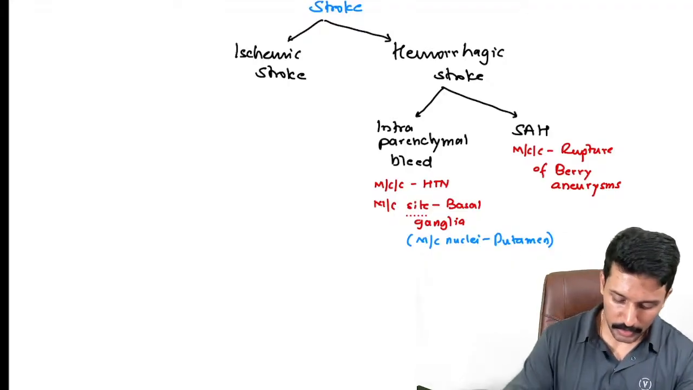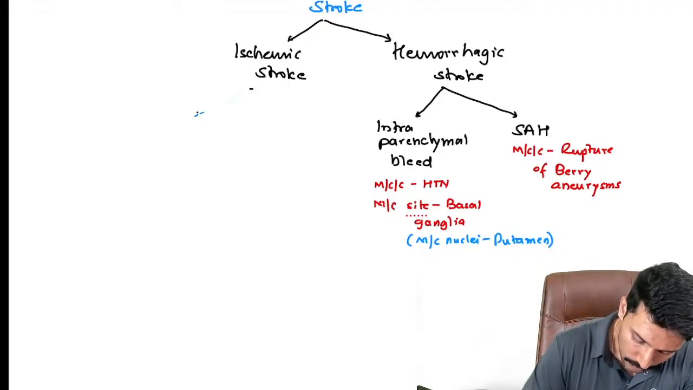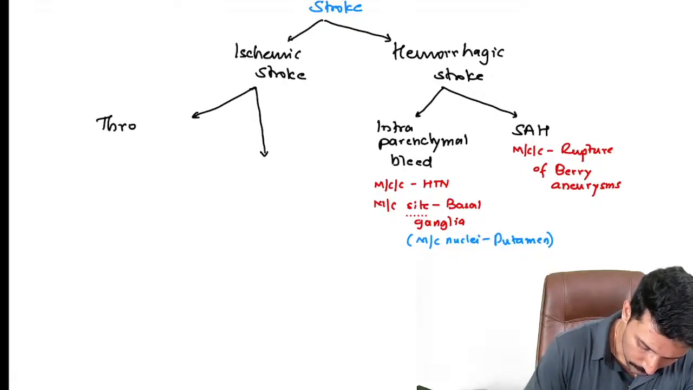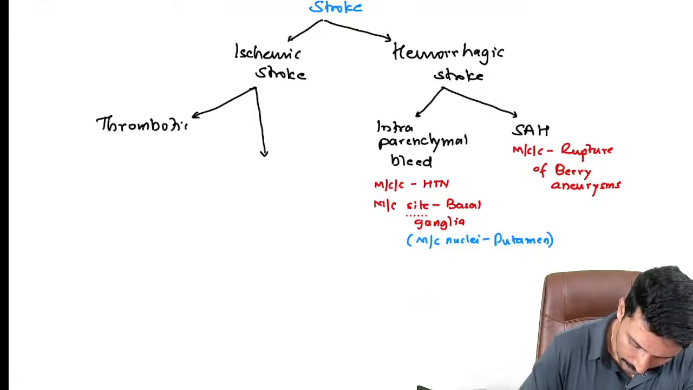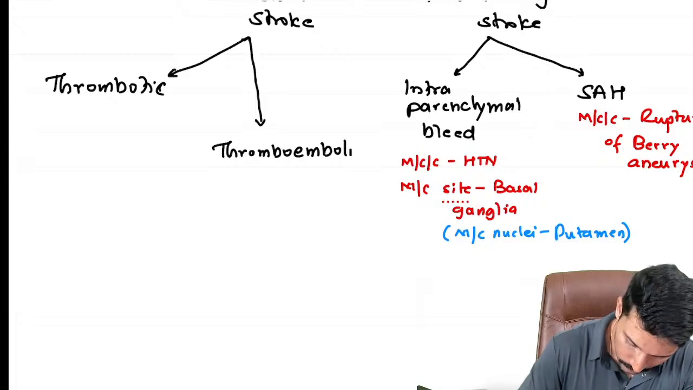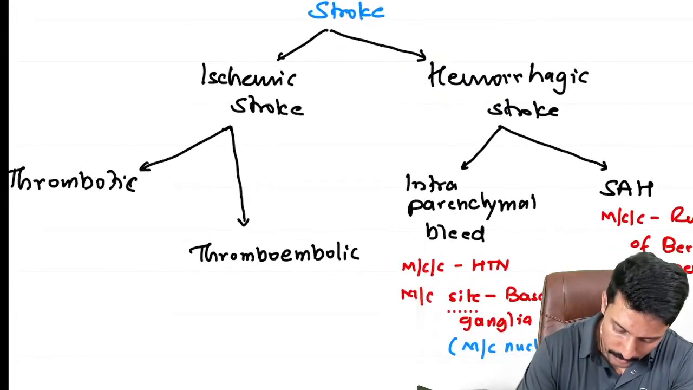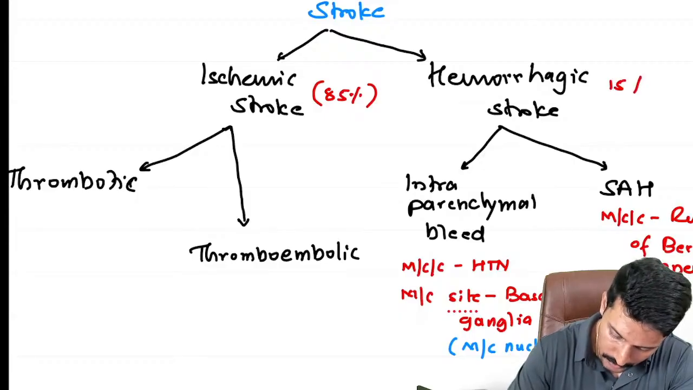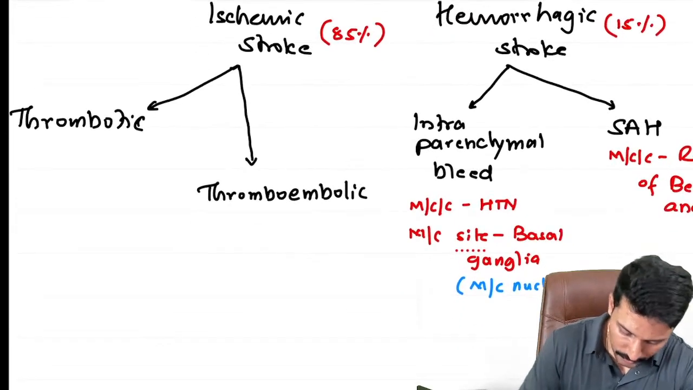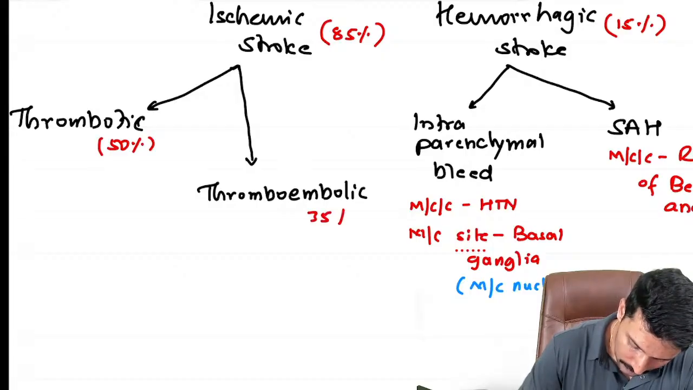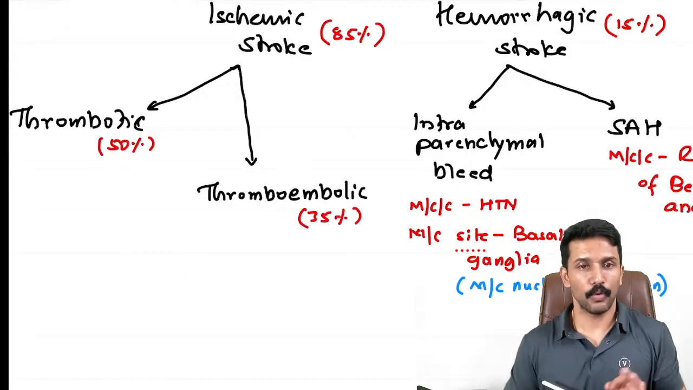Now when it comes to ischemic stroke, we will further classify them into thrombotic and thromboembolic. So overall 85% of strokes are going to be ischemic, 15% are going to be hemorrhagic. Out of that 85%, 50% are going to be thrombotic and around 35% are going to be thromboembolic.